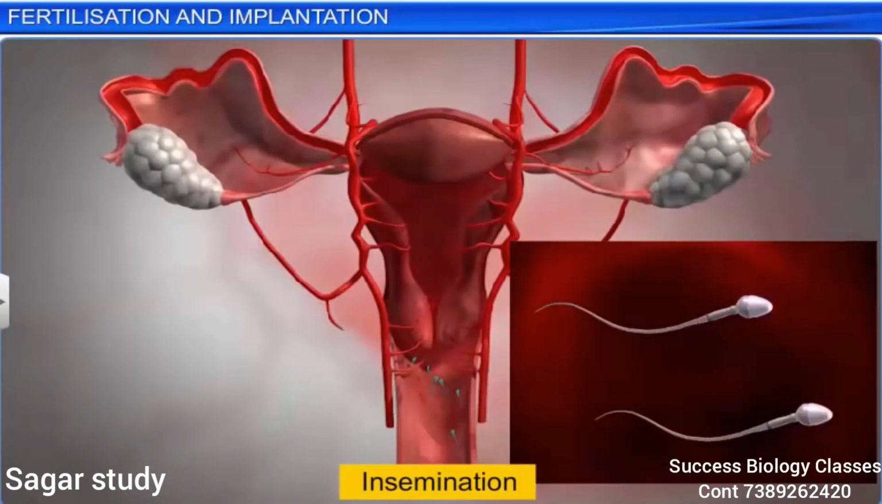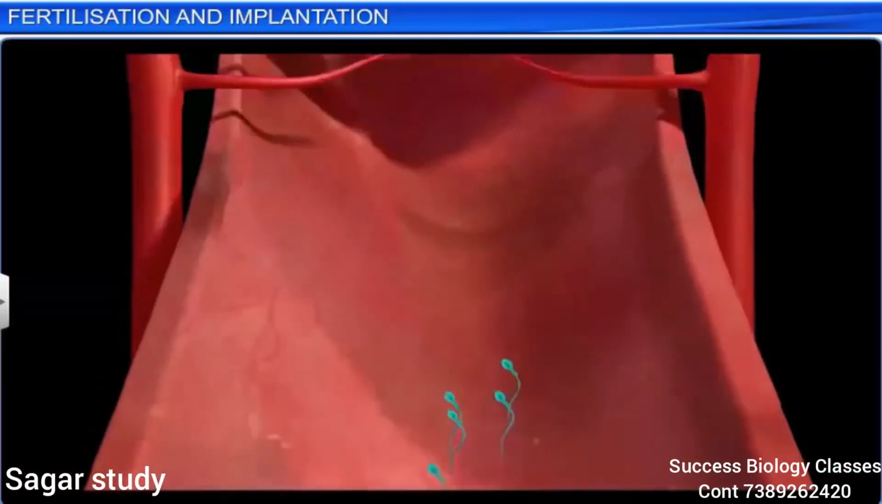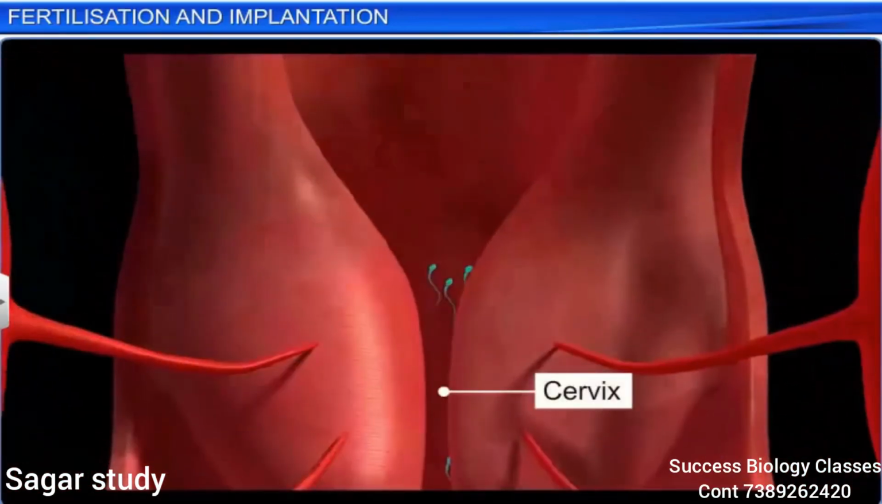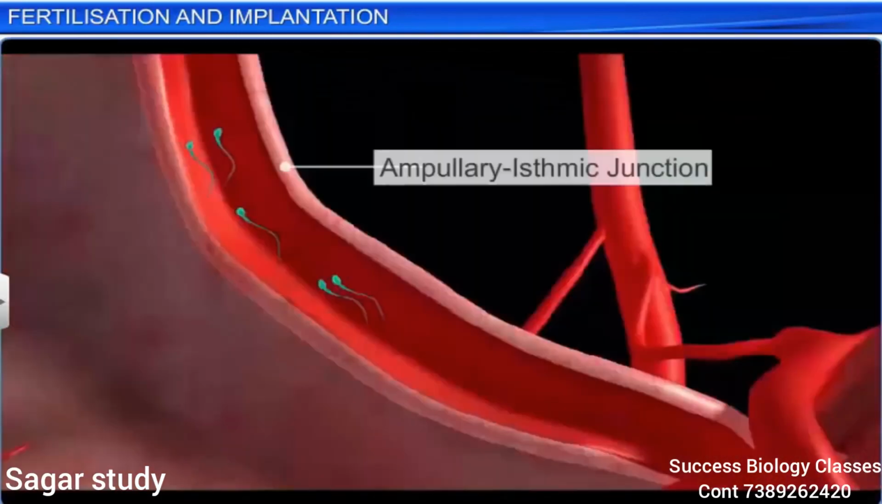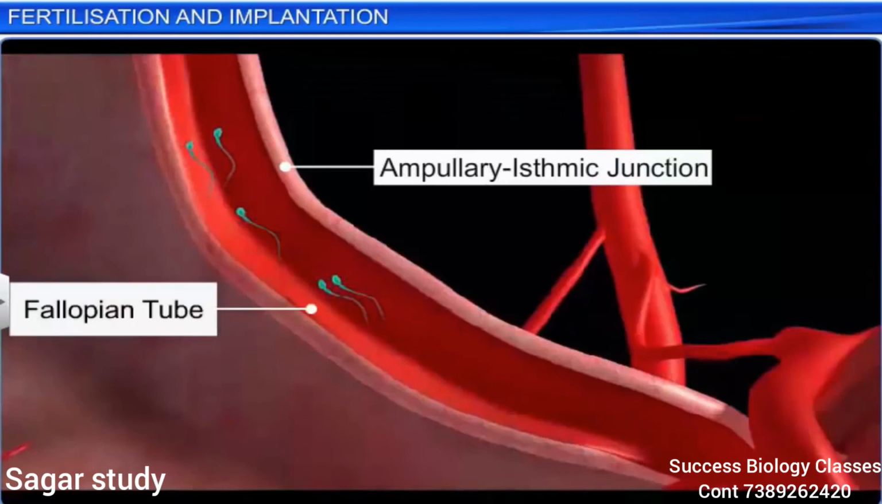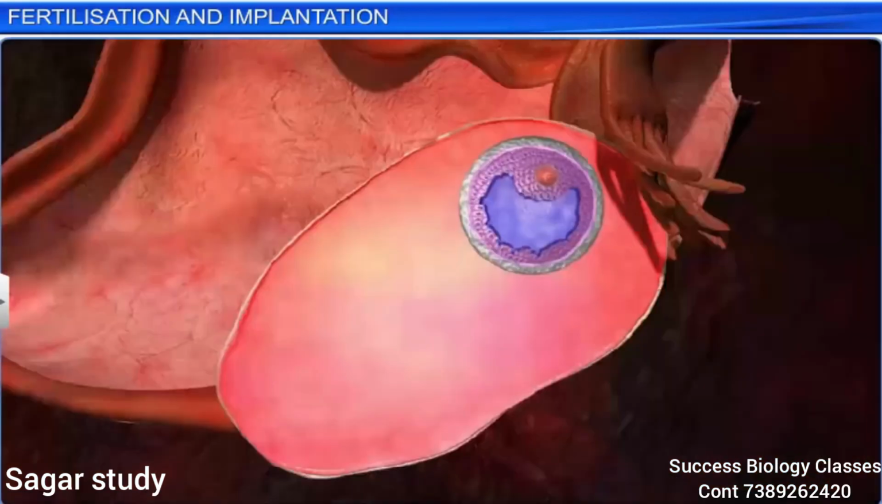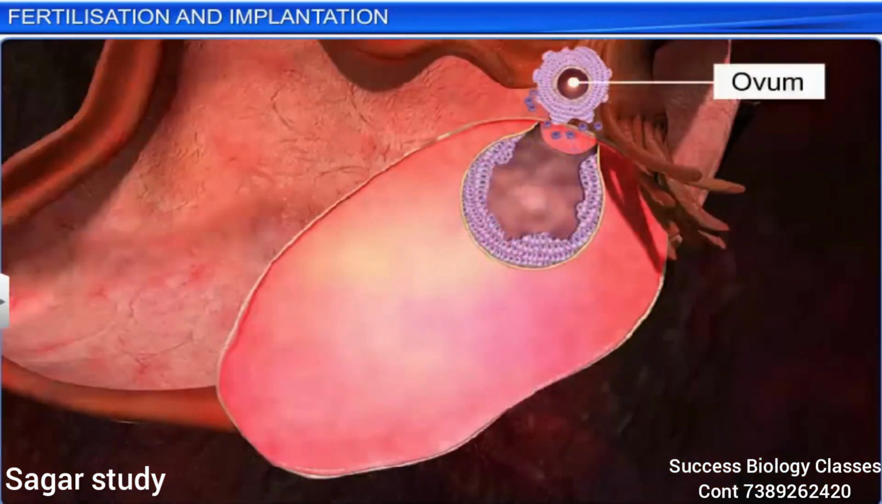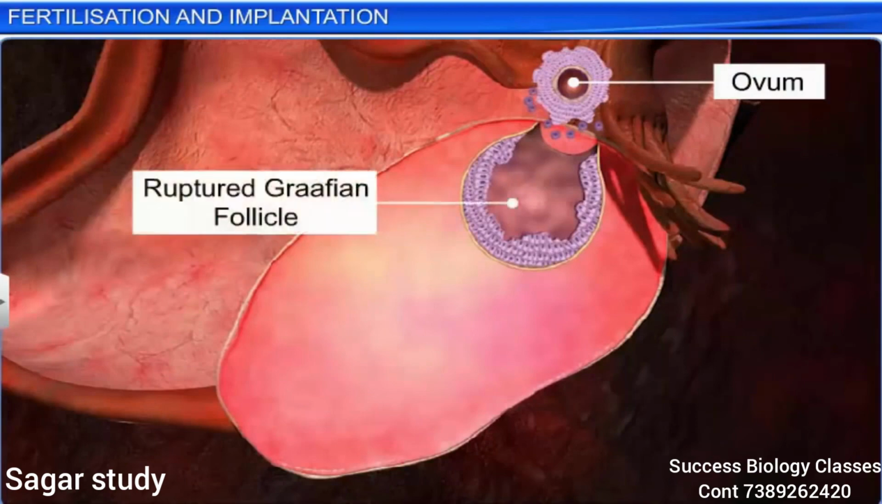Interestingly, while half of the total sperms released carry the X chromosome, the other half contain the Y chromosome. These sperms then rapidly move through the cervix, pass through the uterus, and finally reach the ampullary isthmic junction of the fallopian tube. In the meantime, the ovum, after completing the first meiotic division, gets released into the fallopian tube with the rupture of the Graafian follicle.